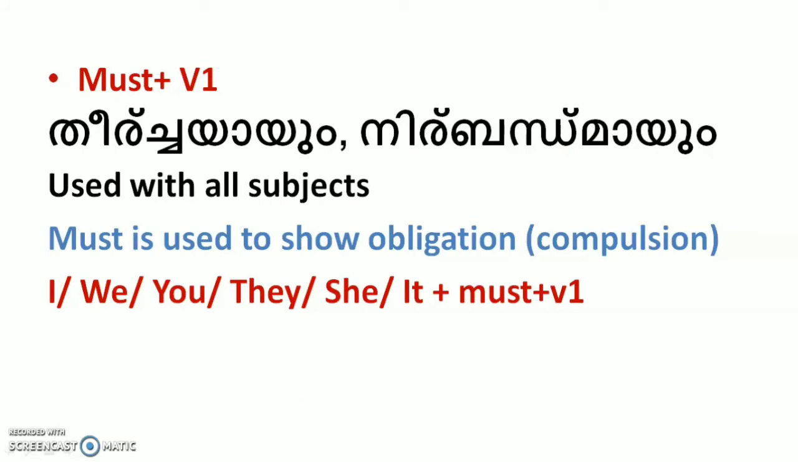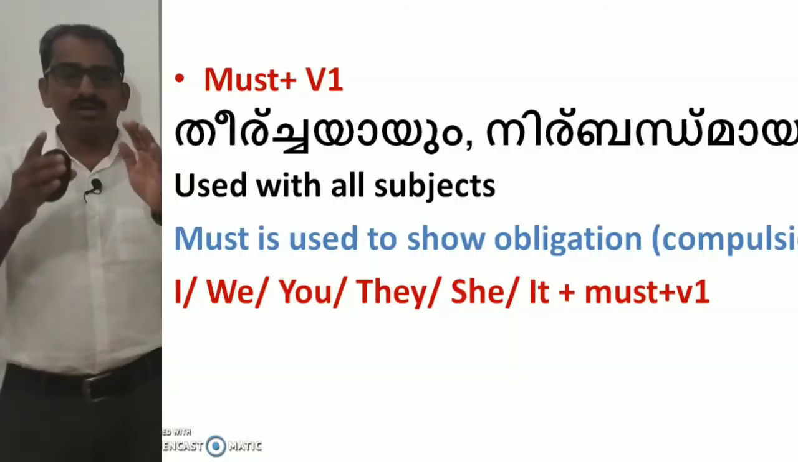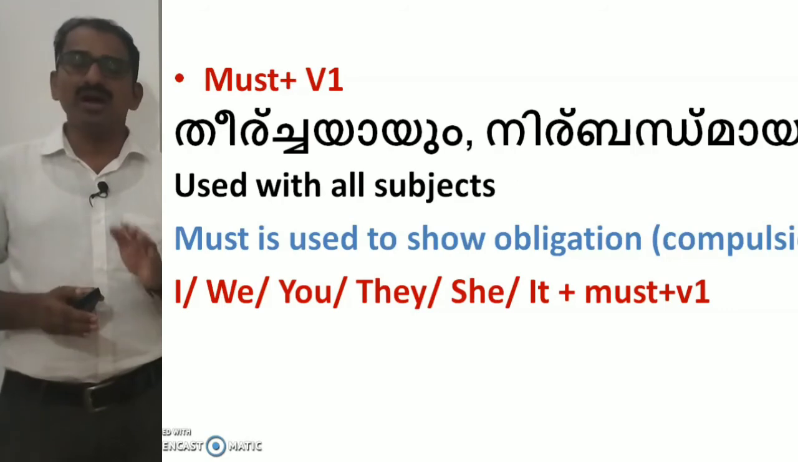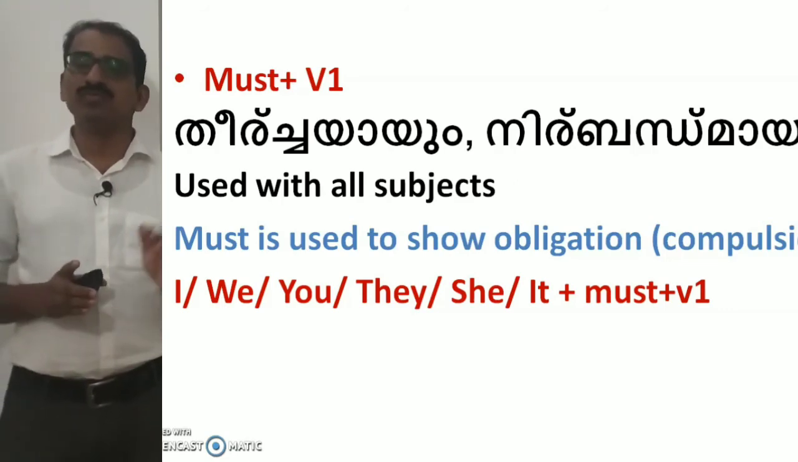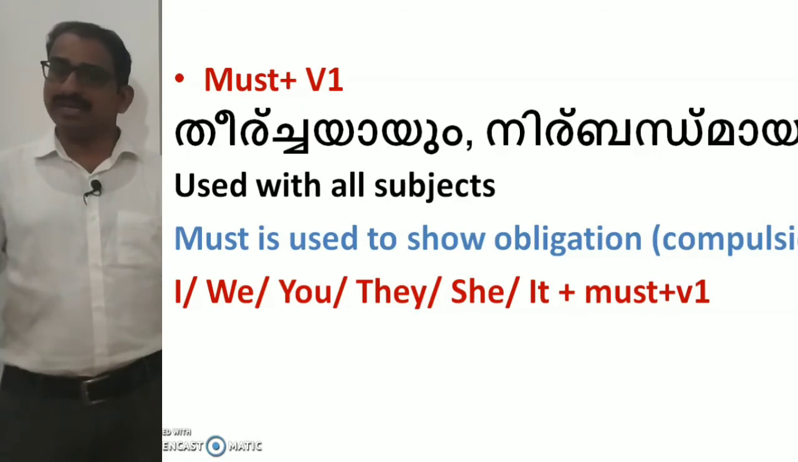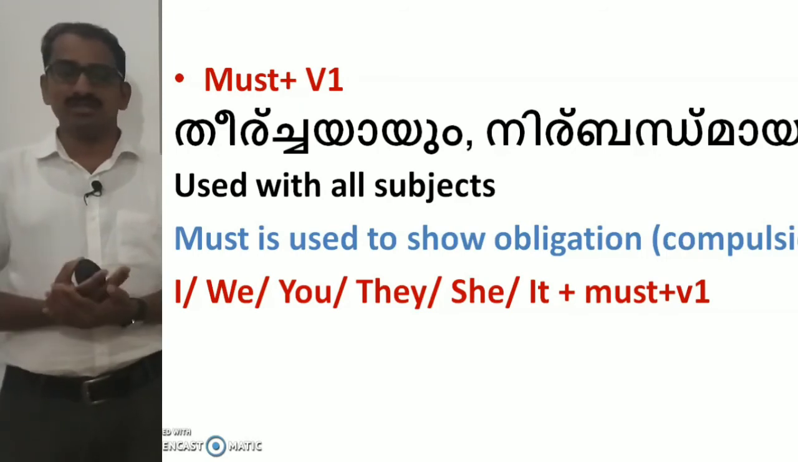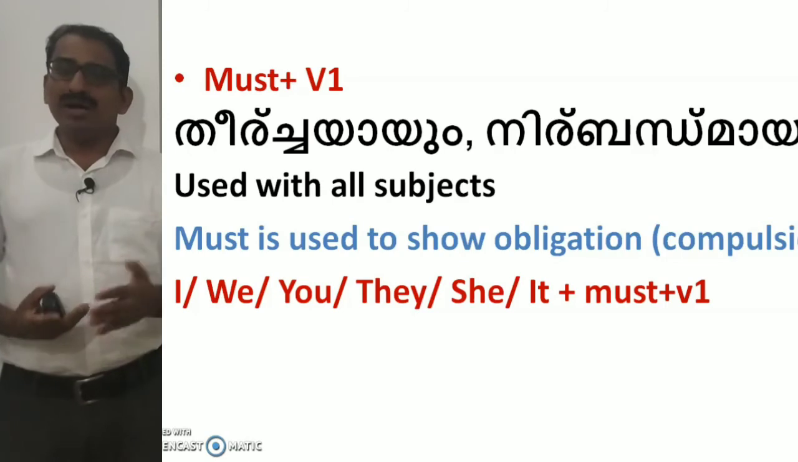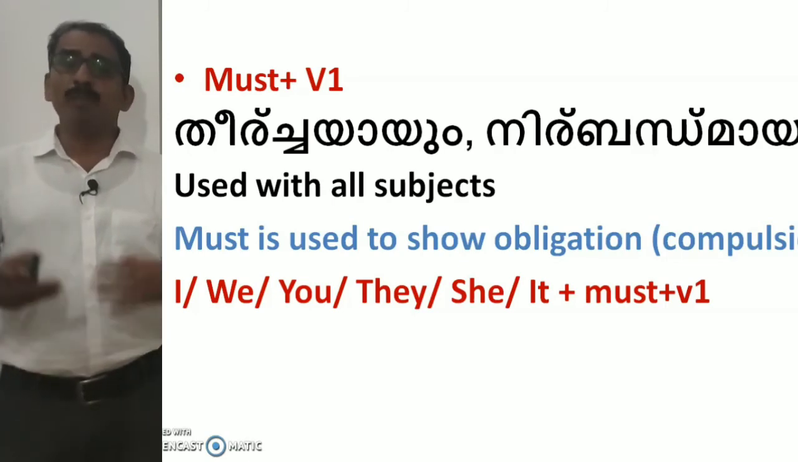Then next auxiliary, this is the 17th auxiliary, must plus V1. Must is also used along with V1. After the auxiliaries that we have discussed today, we have used only V1 form of the verb, that is present form of the verb. We cannot use any other verb along with these auxiliaries. Must is always used to show an obligation.